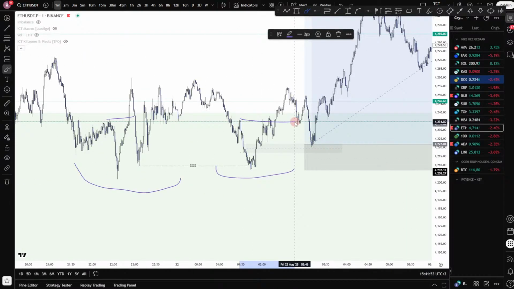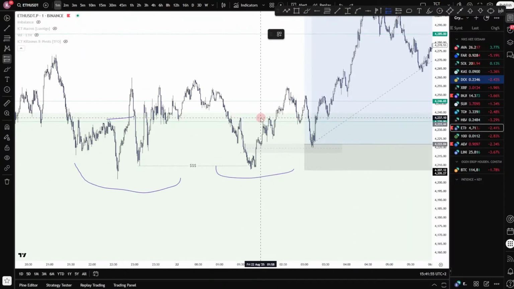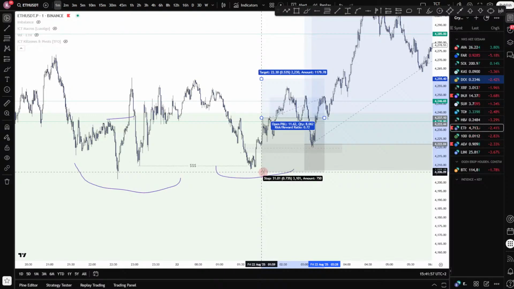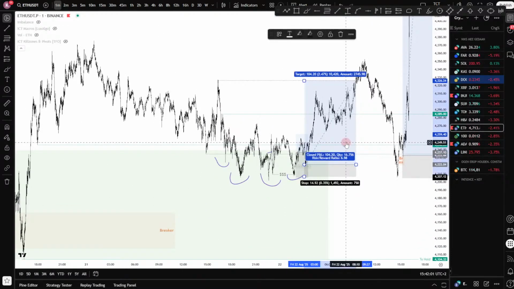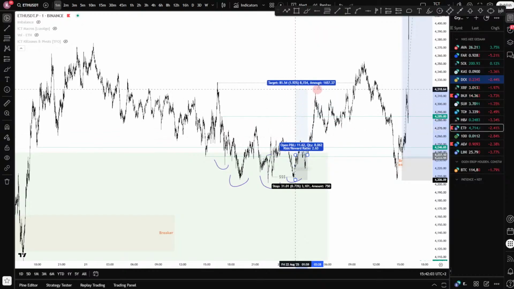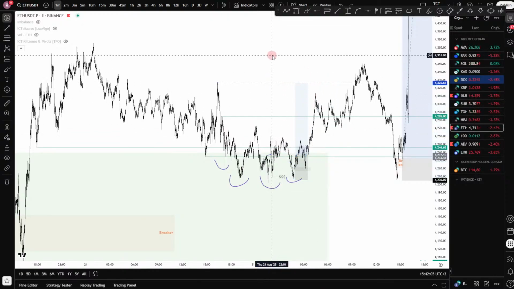This was a break of structure as well, so even entering after that wouldn't be so bad. But it would depend on your risk to reward, because this was your technical target. 2.8 R. You cannot complain about 2.8 risk to reward. It's great.